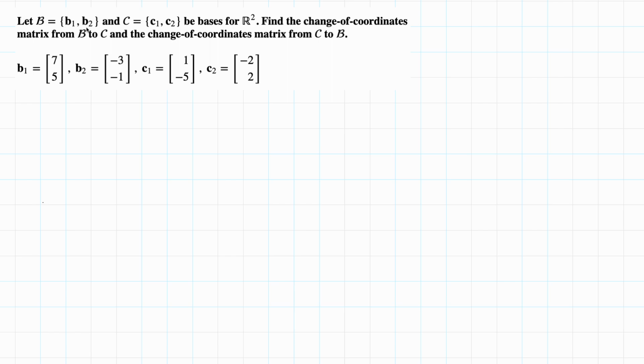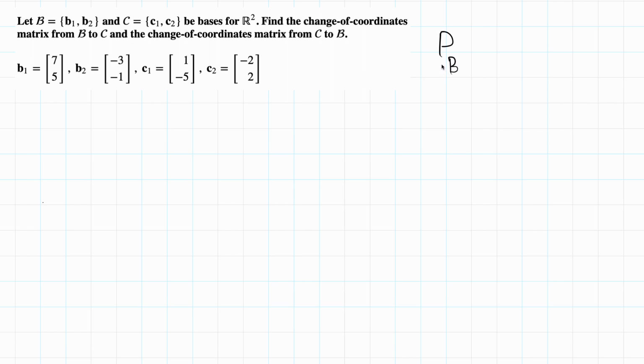Let B, B1, B2 and C, C1, C2 be bases for R2. So these are vectors given here. Find the change of coordinates matrix from B to C. So we denote that by change of matrix. We denote by P from B to C.